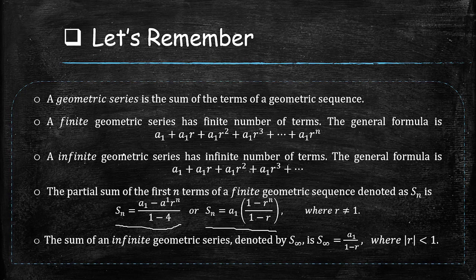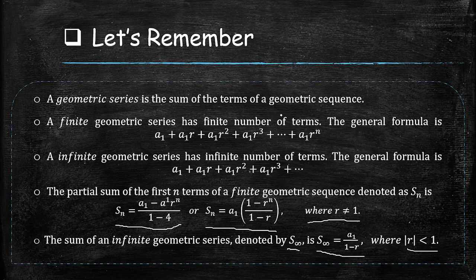And always remember, there is a condition you need to follow for using either of these two formulas. r is not equal to 1. Hindi pwedeng maging equal to 1 yung ating r kasi pag equal to 1 siya, magiging 0 yung divisor natin, which will result to undefined. Okay, last bullet. The sum of an infinite geometric series denoted by S infinity is S infinity is equal to a sub 1 over 1 minus r. Wherein yung condition naman niya, r or the absolute value of r is less than 1.